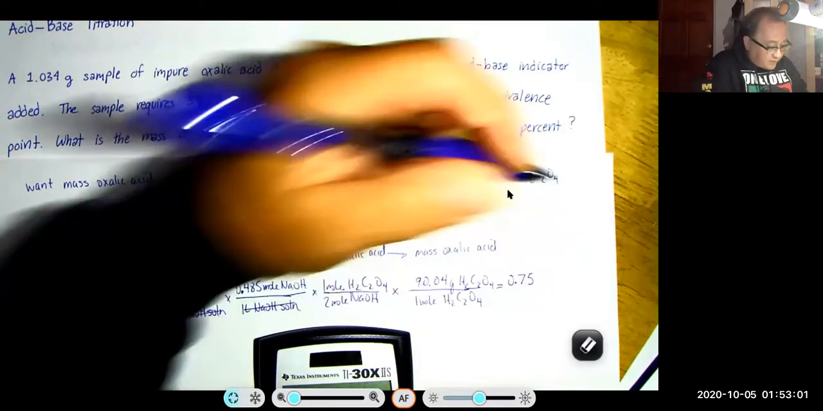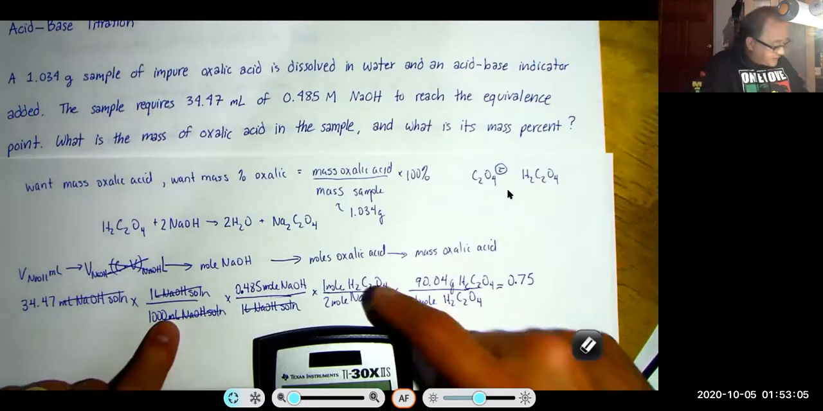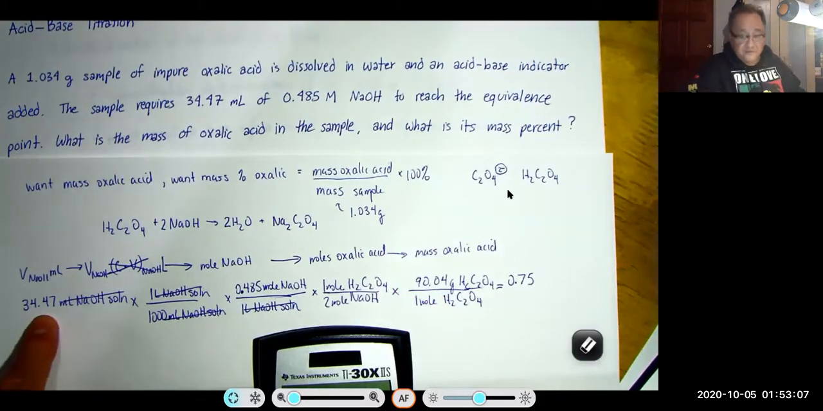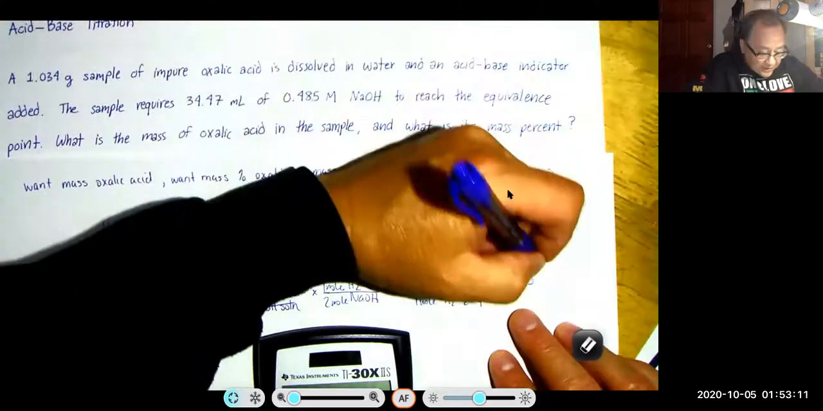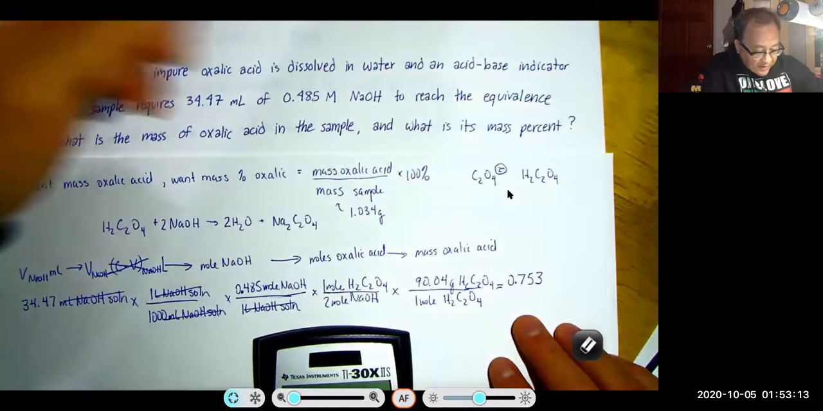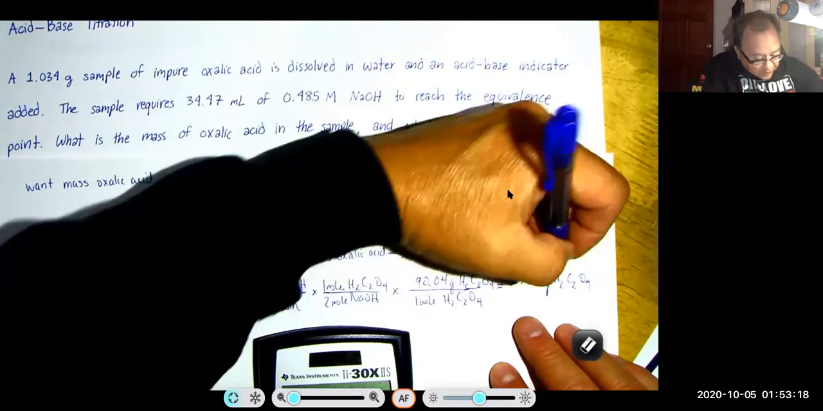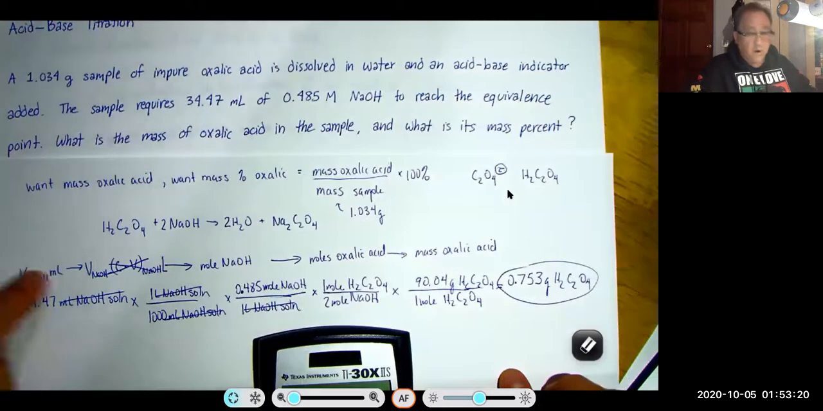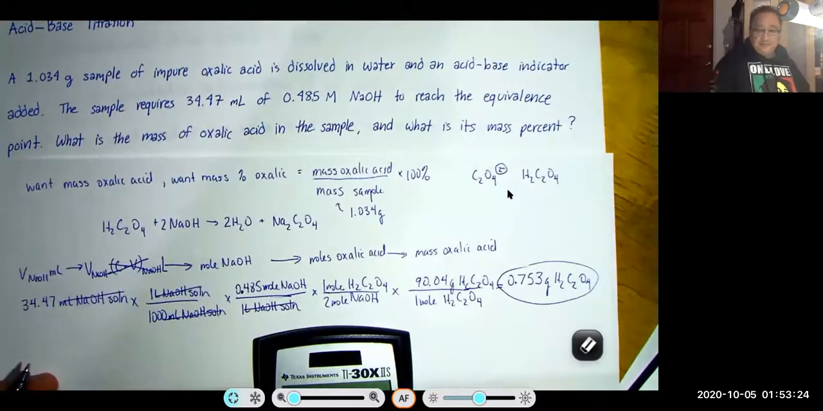0.75. Here we have 4 sig figs. Here we have 3, infinite, infinite, and 4. So we get 3 significant figures. So 0.753 grams of oxalic acid. So that certainly takes care of one of my wants, but I still have to calculate the mass percent.